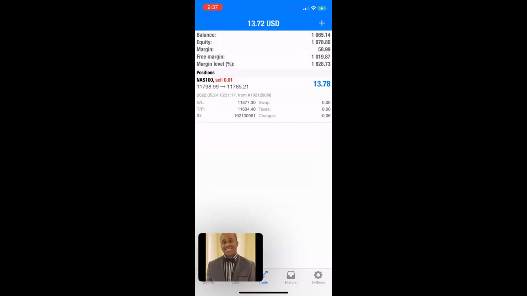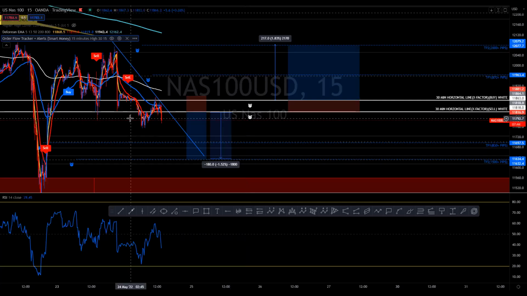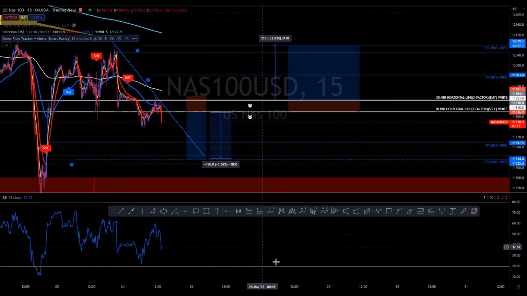Looks like it's dropping, but I'm going to put a little bit more. Let me go to my modify. Yeah, I'm going to put it at 117.87.3. Modify. All right. Now I'm going to share my phone screen again.